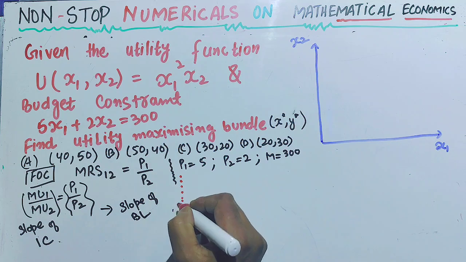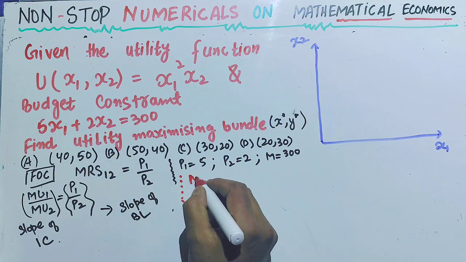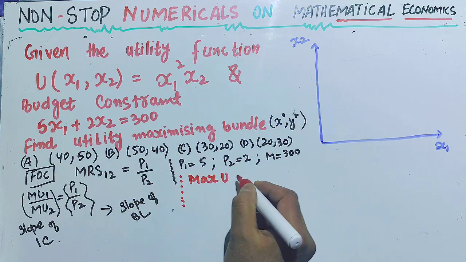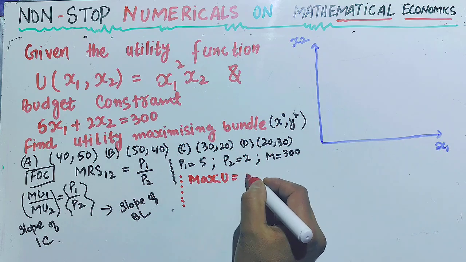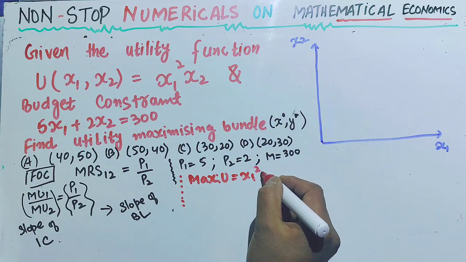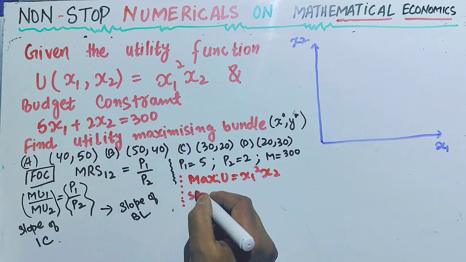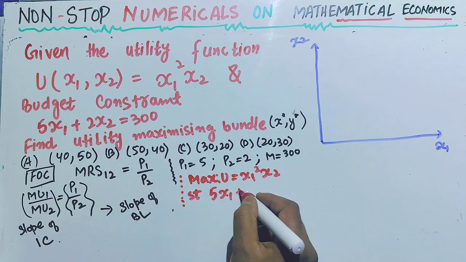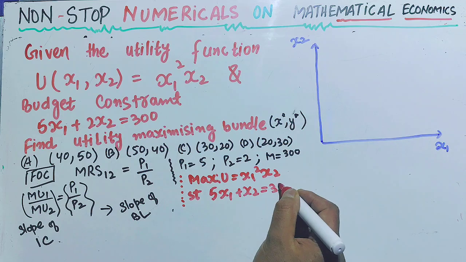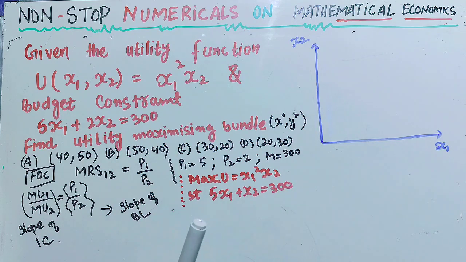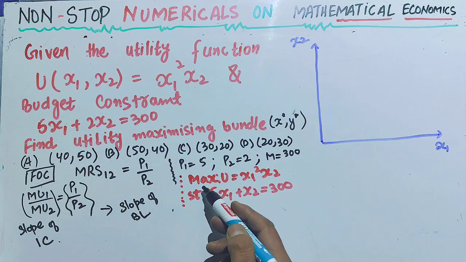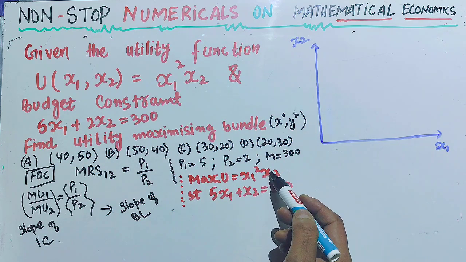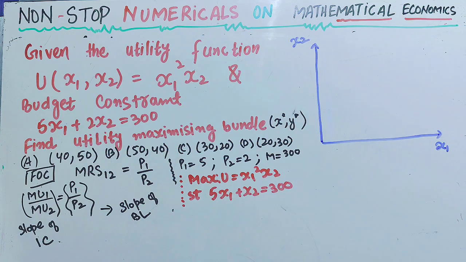I forgot to write here, we want to maximize the utility of the consumer, which is x1 square times x2, subject to the budget constraint that he faces, that is 5x1 plus 2x2 should be equal to 300. I should have written this firstly, so I write it here. Our endeavor is to maximize the satisfaction of the consumer subject to his budget constraint.